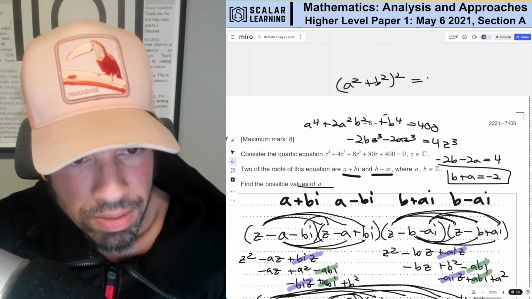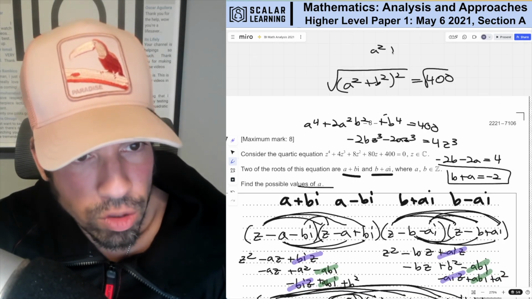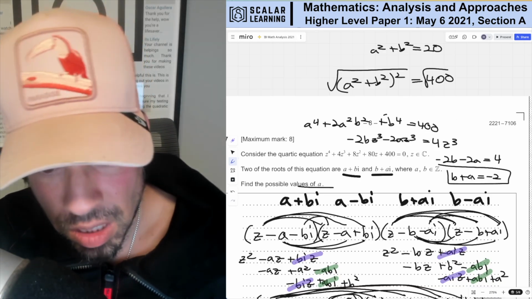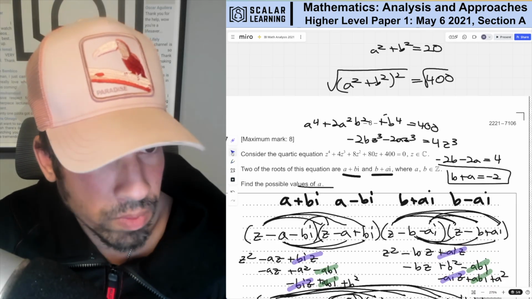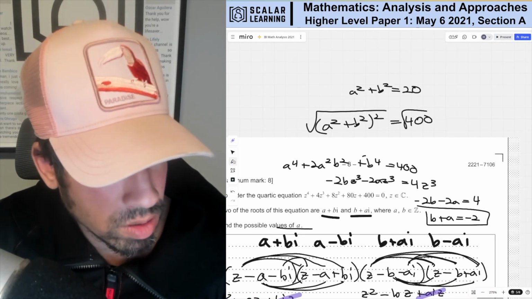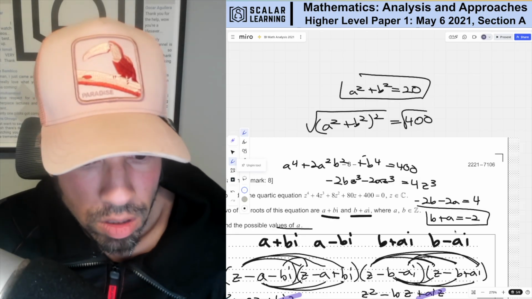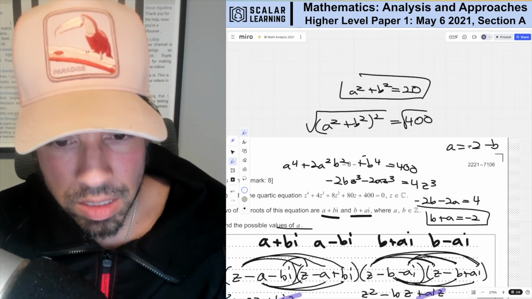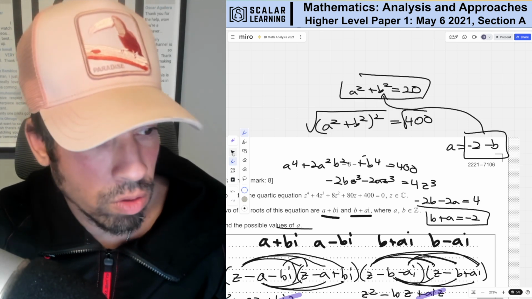So now that I have this is equal to 400, I can square root both sides like so, and I got a squared plus b squared is equal to 20. So now we have a nice little system. I know that b plus a is equal to negative 2, and then I've got a squared plus b squared is equal to 20. So let's see what we can do with this. If we can do a little substitution, I'm going to say that a is equal to negative 2 minus b, and then we're going to substitute this in here, and we're going to try and solve for a.